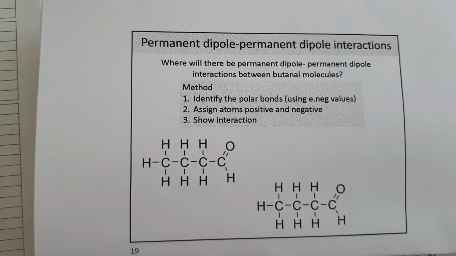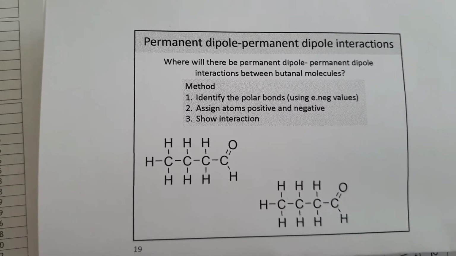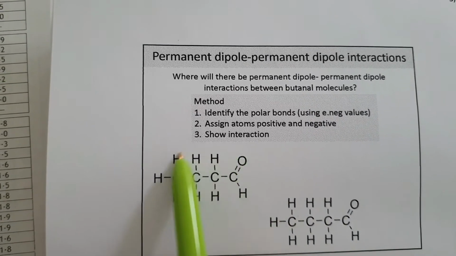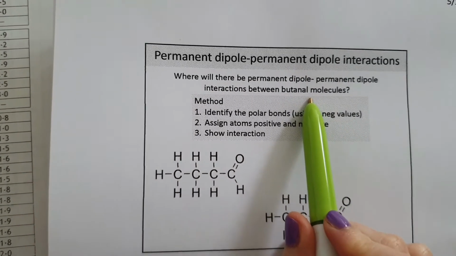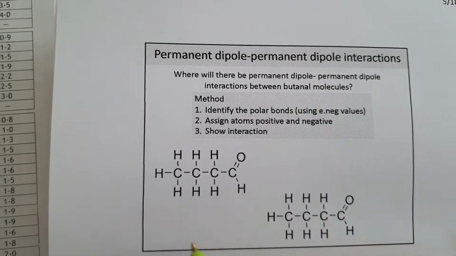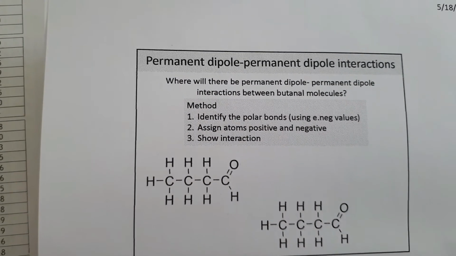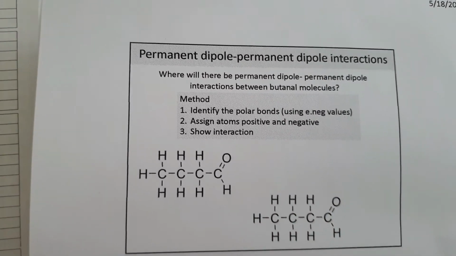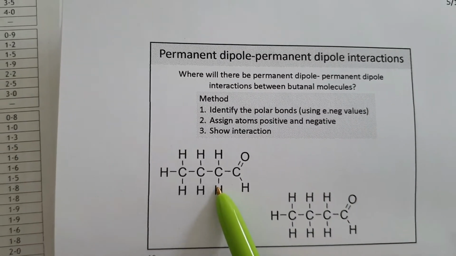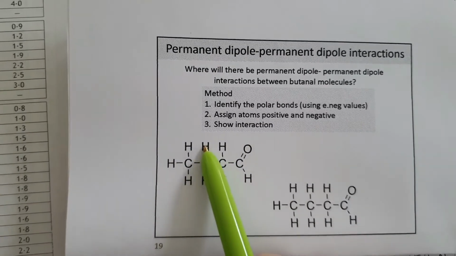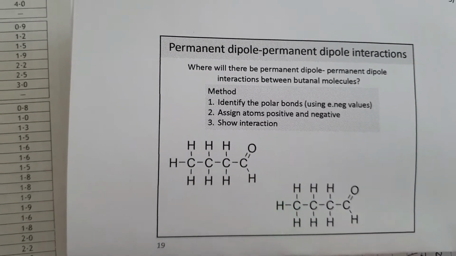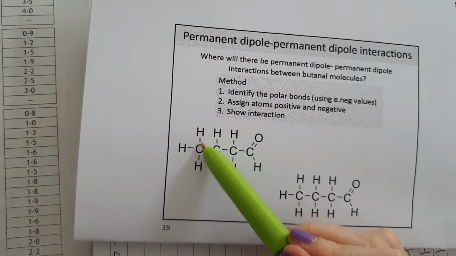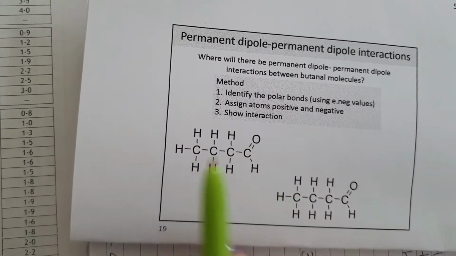So step 1, identify the polar bonds using electronegativity values. So in this here, it does say that it's butanal. We haven't learned about butanal yet. It's similar to things you've seen before, but as of just now, you will be shown how to draw it. So for this here, you will see it's similar to a hydrocarbon, where it has carbon to hydrogen bonds. It's got quite a few, and it's got carbon to carbon bonds.